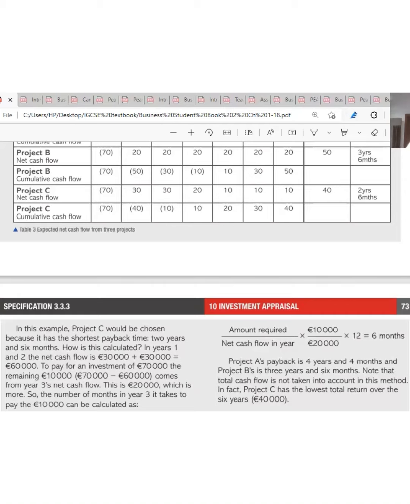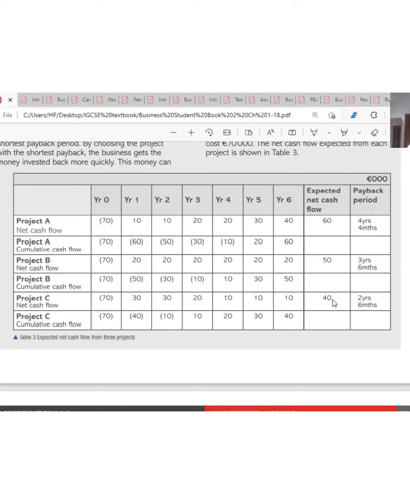So for the third year, the amount required is 70,000. The net cash flow here for the third year, are you seeing it, please? The expected net cash flow is 40,000. So the amount required is 70,000, and the expected cash flow for each year is 40,000. So it means 70,000 divided by 40,000 multiplied by the amount.